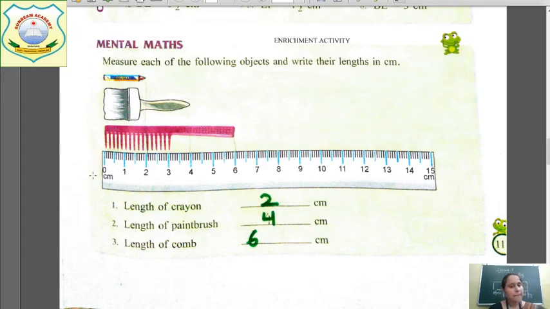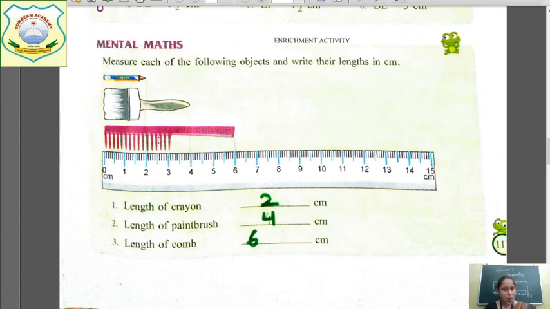Same is with the paintbrush. All the objects are starting from 0, you can see. Okay, so all the objects are starting from 0 but ending at different points depending on their length. Now this paintbrush, now draw a straight line with the help of scale and you will find that it is coming to 4 centimeter. Okay, you draw a straight line, you will find that it is coming to 4 centimeter. So the length of paintbrush is 4 centimeter.